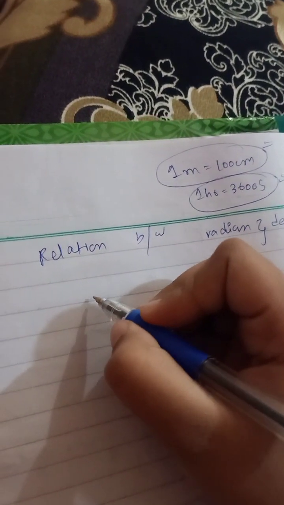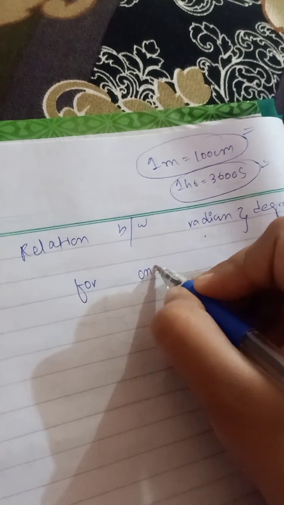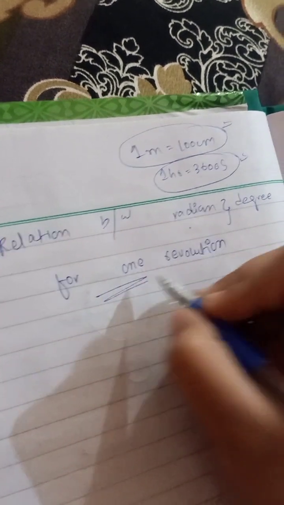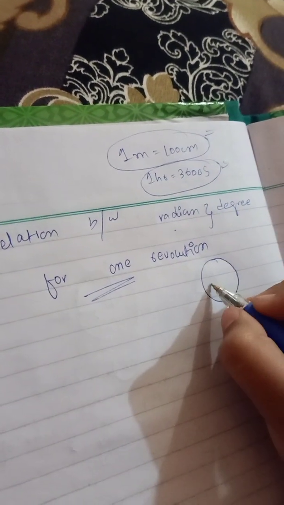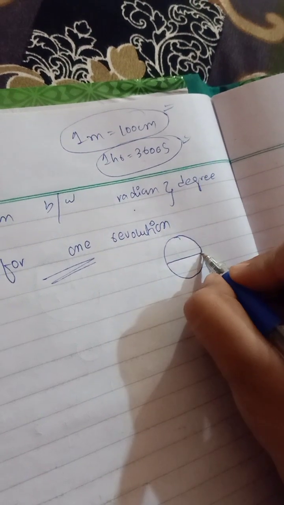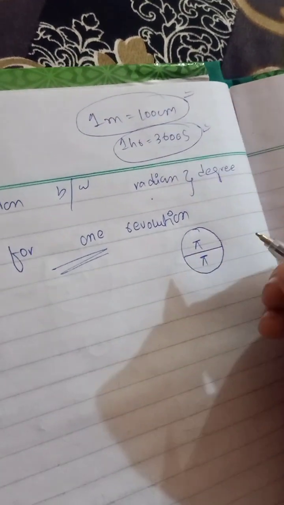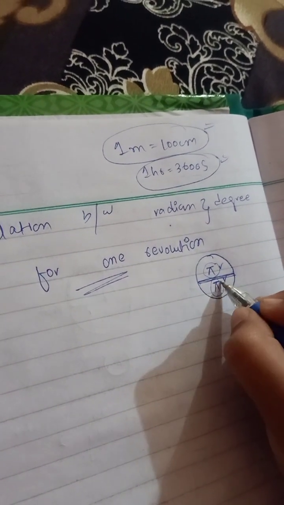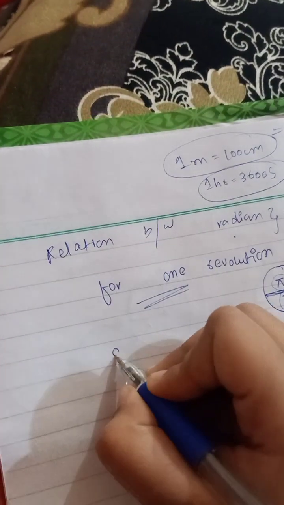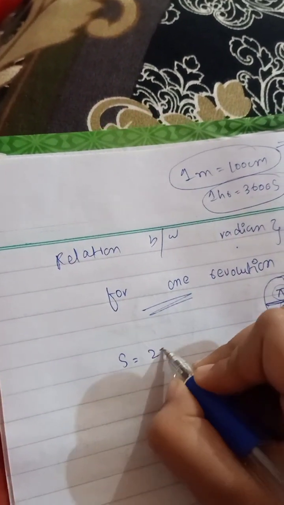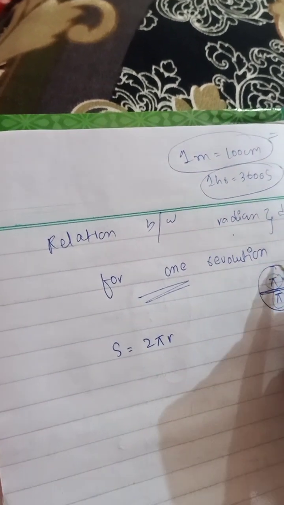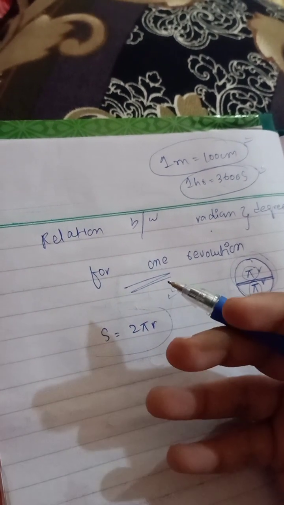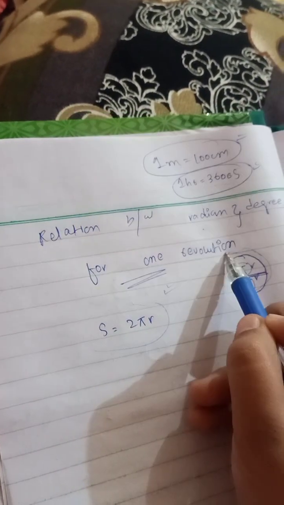For example, we are having one revolution, a complete revolution. As you all know, this is the distance: this is the pi, this is the pi, so we are having 2 pi r. This is 180 and this is 180, which is equal to 360. So we can write that S is equal to 2 pi r, the circumference. So the arc length will be equal to the circumference of the circle for one complete revolution.